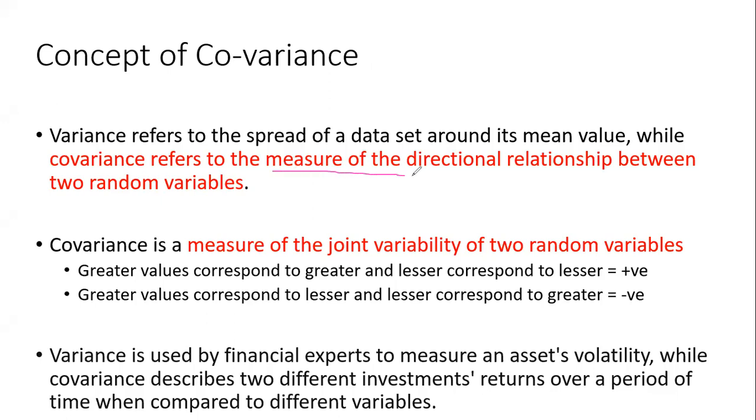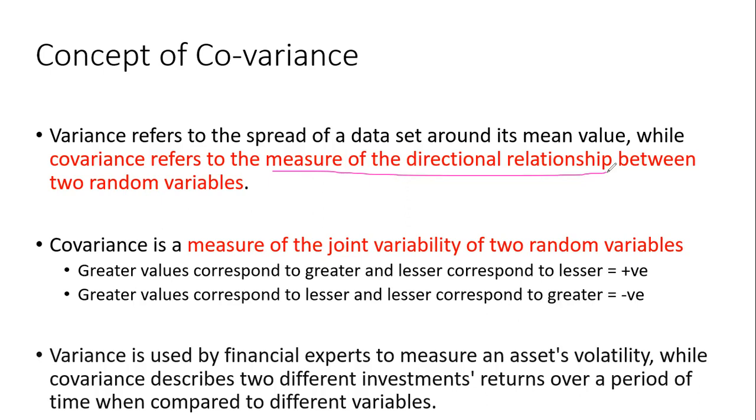Covariance refers to the measure of the directional relationship between two random variables. What it means is that larger values of one random variable should output large values of the other random variable, and small values of one should output small values of the other. That means a positive covariance. If it is the other way around, you are increasing the values of one random variable and the other one is decreasing, or you are decreasing one and the other is increasing, then that's a negative covariance. Proportionality of spread, you can call it like that.